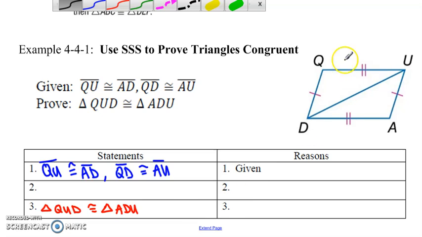So now, if we have these two and these two, we need the third side in order to prove side, side, side. So how can we mark this third side congruent to itself? Well, DU is congruent to DU, because when something is congruent to itself, that's called the reflexive property. And then lastly, we can prove those triangles are congruent because we have all three sides. So side, side, side is our reasoning.